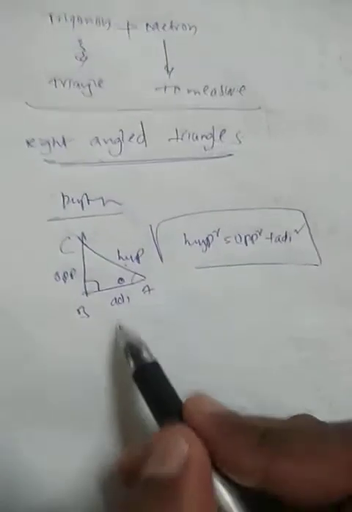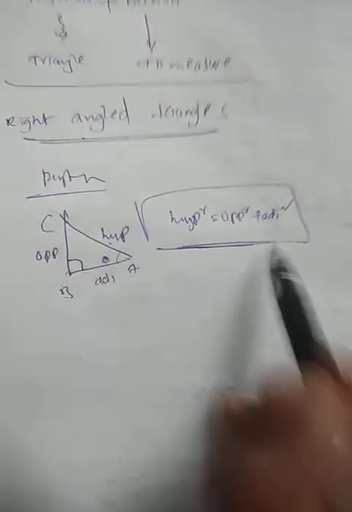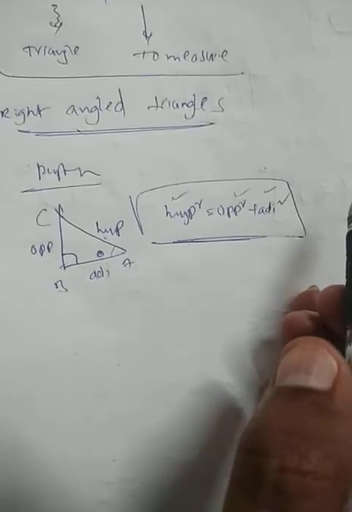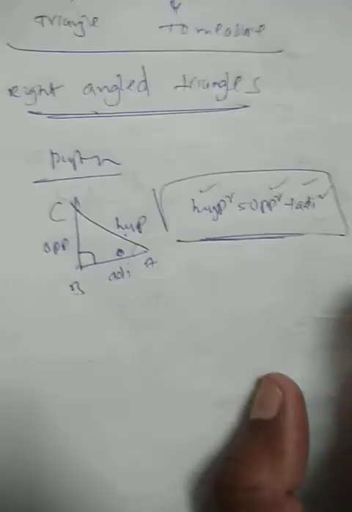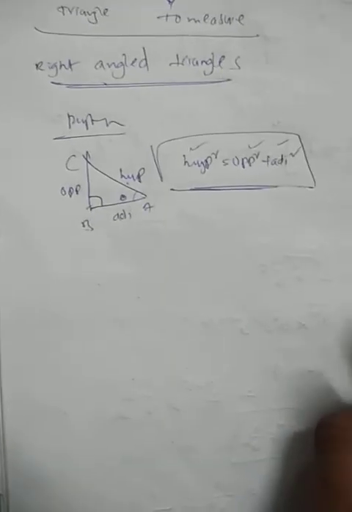So here we are not giving any relation between the angles, we are giving the relation between the sides only. But with the help of trigonometry, what we can do is we can give the relation between the sides and also the angles together.